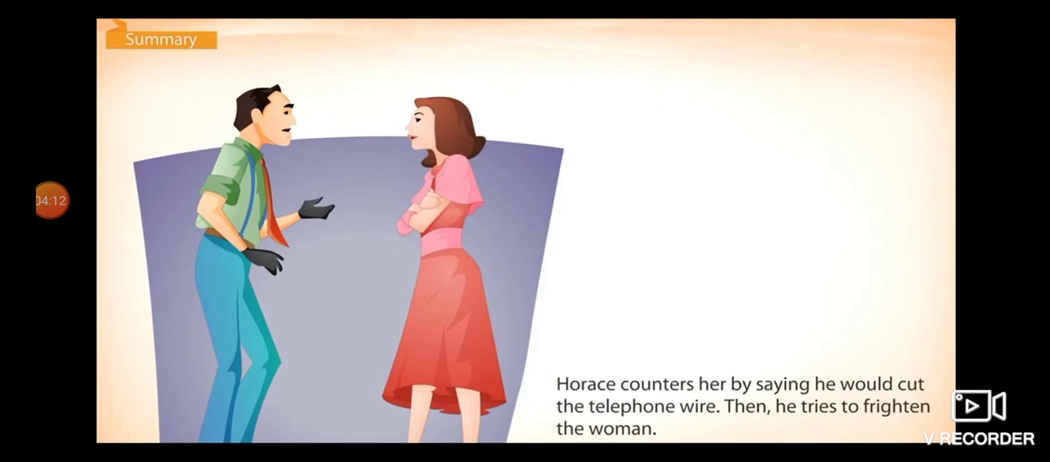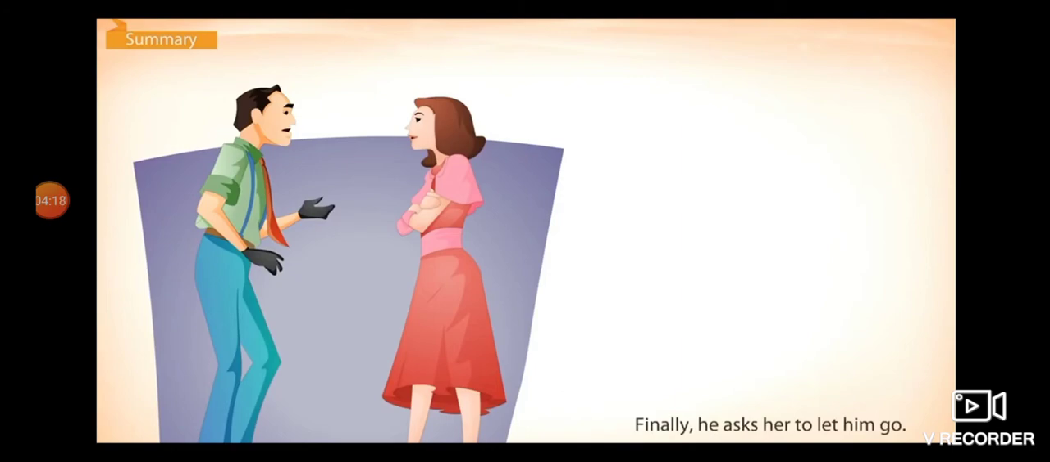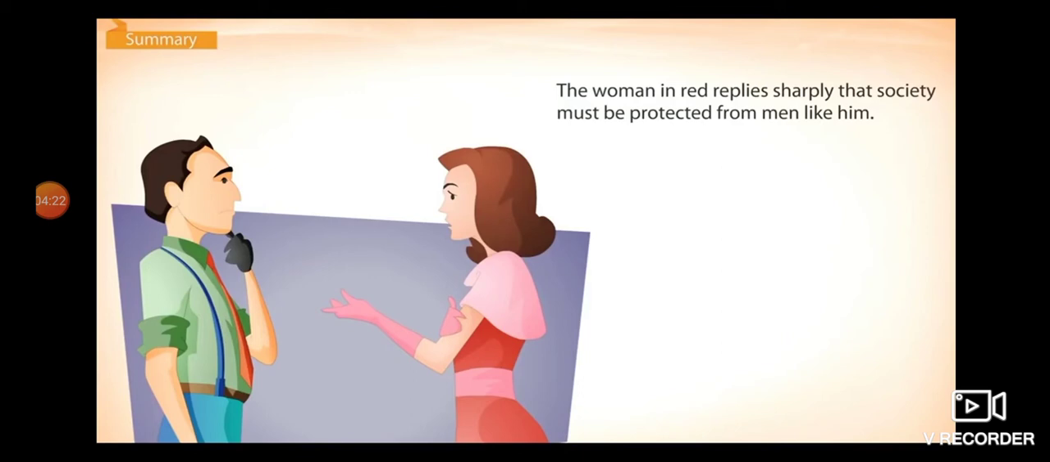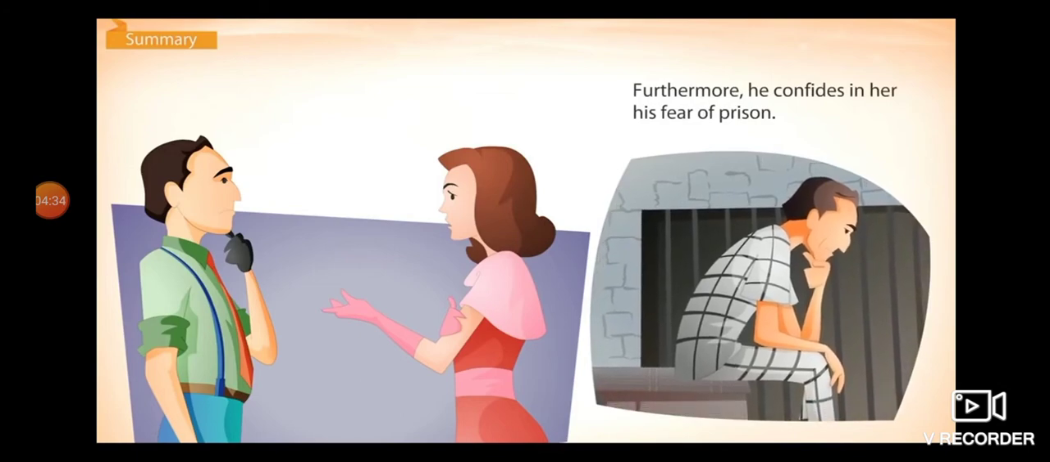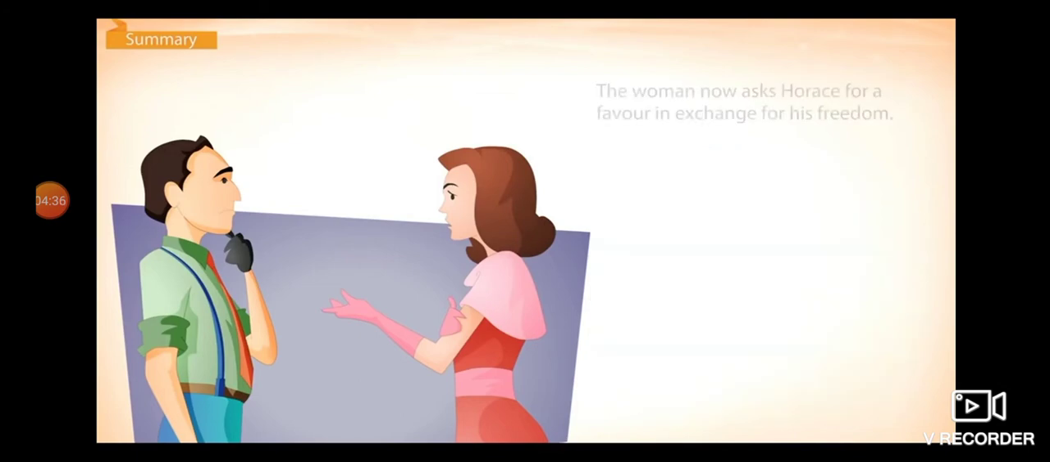Horace counters her by saying he would cut the telephone wire. Then he tries to frighten the woman. Finally, he asks her to let him go. The woman in red replies sharply that society must be protected from men like him. Horace protests by saying that he only stole from the rich. Furthermore, he confides in her his fear of prison.